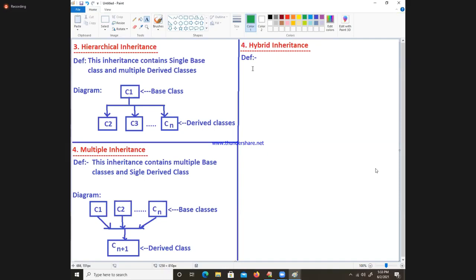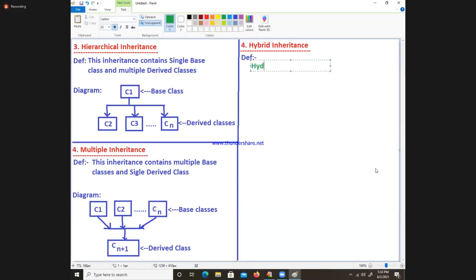Hybrid inheritance is equal to the combination of available inheritance types. Combination of available inheritance types is called what? Hybrid inheritance. Dear students, please don't get confused. Combination of available inheritance types is called what?